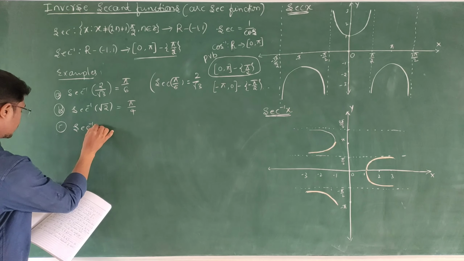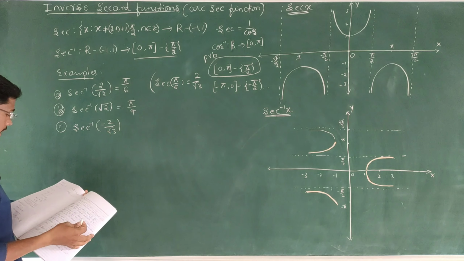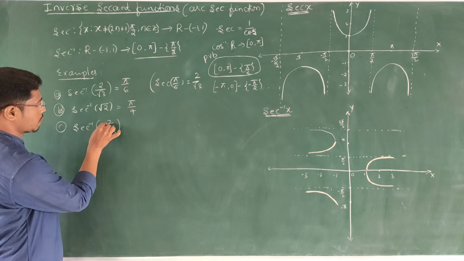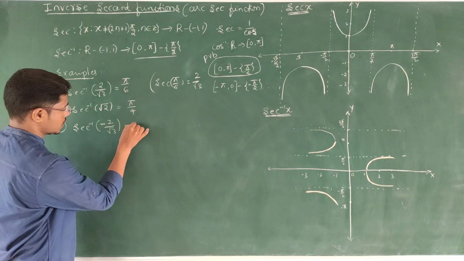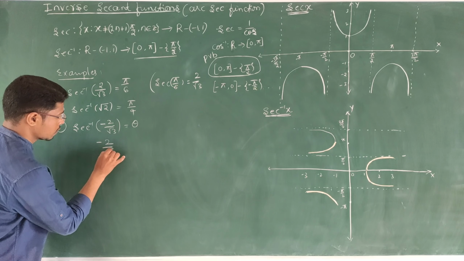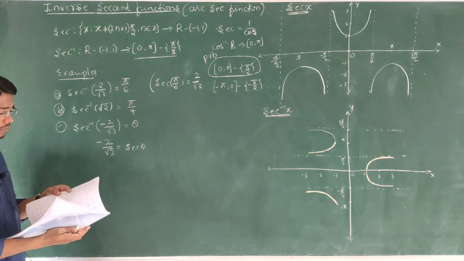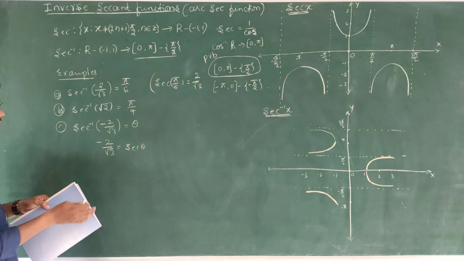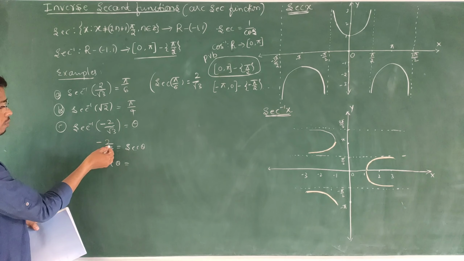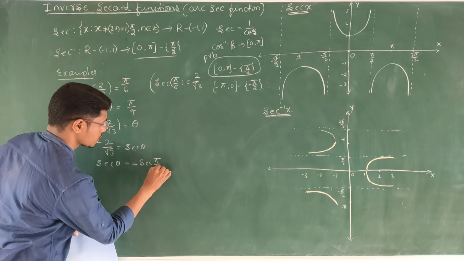Sec inverse of minus 2 by root 3, how will it be defined? Okay. As we know, whenever minus comes inside, consider it as theta. Minus 2 by root 3 is equal to sec theta. Next, sec theta, I will write this side, sec theta is equal to 2 by root 3 when theta is sec pi divided by 6.